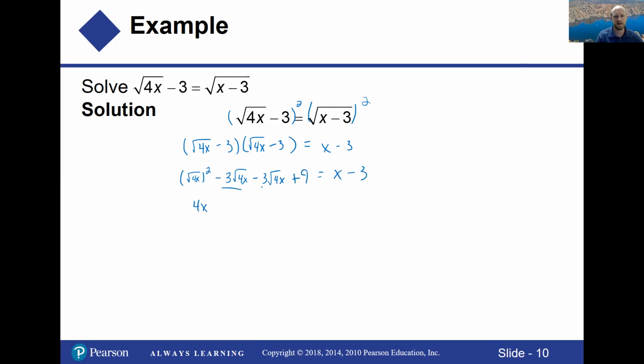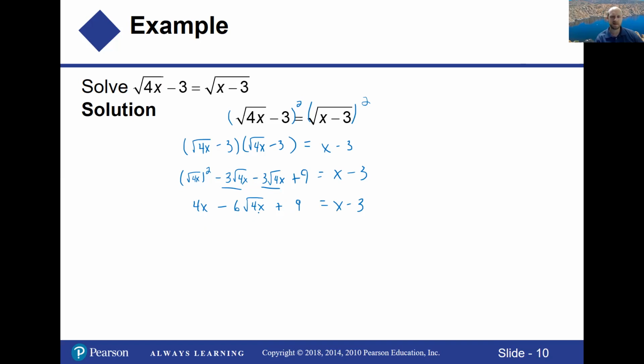These guys are like terms, so let's put those together. Basically I have a minus 3 and a minus 3, which gives me negative 6. The square root of 4x acts like your variable here, and then you just add the coefficients. And then plus 9 equals x minus 3. Now, you can see here that we still have a square root in this. So I'm going to keep simplifying, but this is an example where we are going to have to square twice. Okay, so it's a little bit more work than what we've been doing.